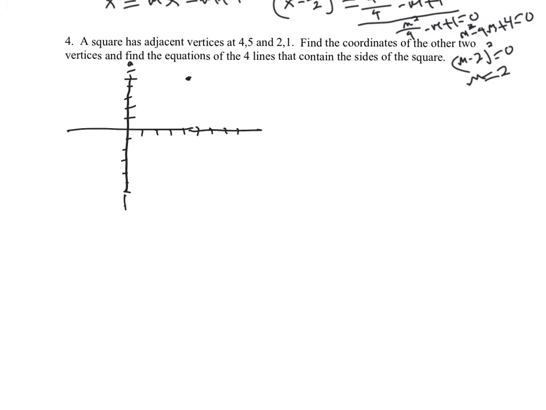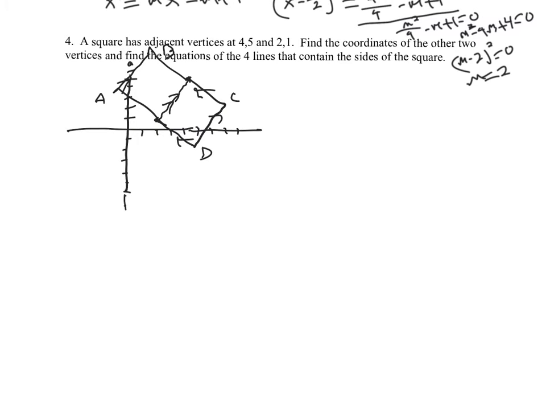And we're also at the point (2, 1). And we have that these are adjacent vertices of a square. So we'd either go over like this, or we'd go over like this. Okay, and we want to find the coordinates of, let's call these points A, B, C, and D. And we also want to find the equations either of this line and this line, or this line and this line, and then we also want to find the equations of these two lines here.